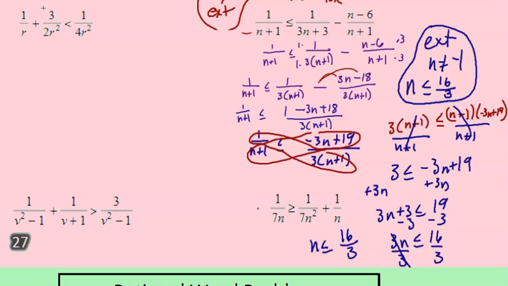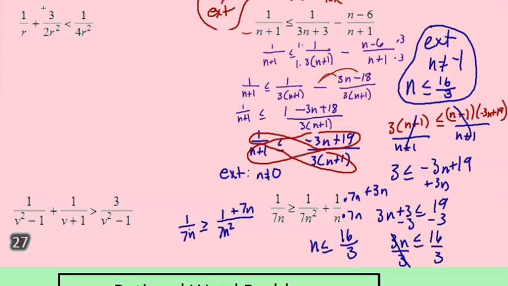Let's look at one more on this page. We have 7n squared for these. So let's multiply these by 7n. So then we have 1 over 7n is greater than or equal to 1 over 7n squared. And then we're also going to add 7n up here. We have an excluded value of n can't equal 0. Because you can't have 0 in the denominator.